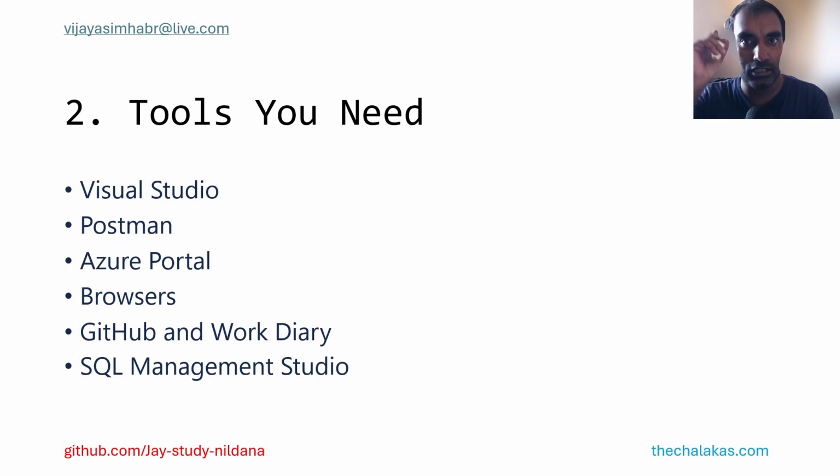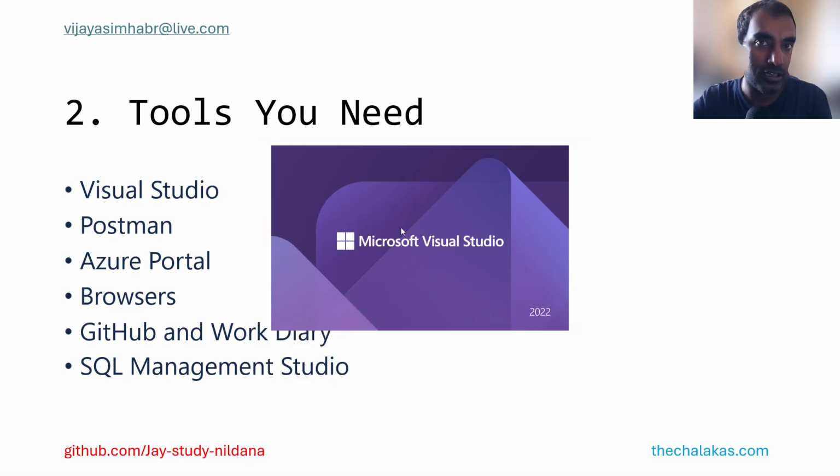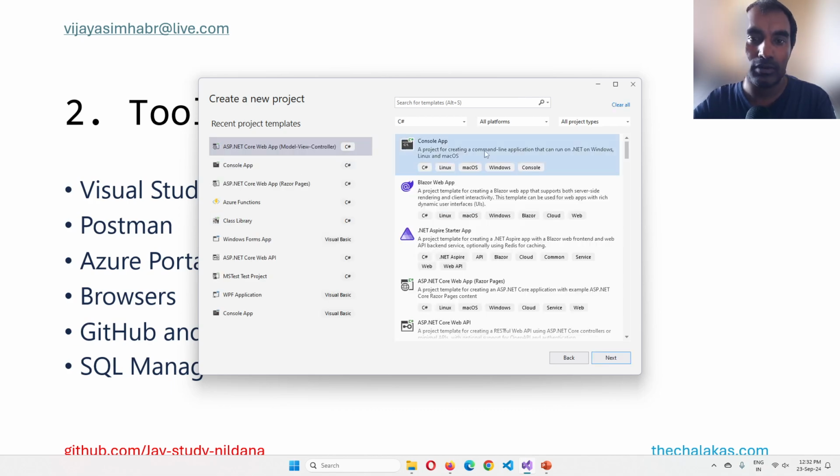So the first thing you need is, of course, Visual Studio. 2022 is the current version. The community edition is what I'm using. So make sure that you are able to open Visual Studio. Make sure that you are able to create a new project. You should be able to create console projects. You should be able to create ASP.NET Core web app Razor pages.